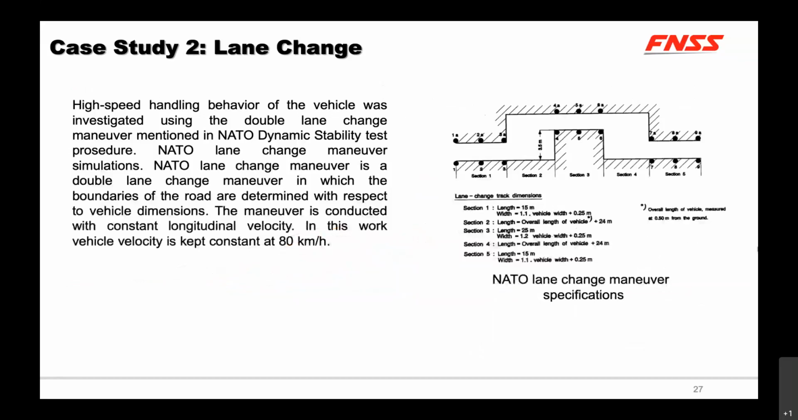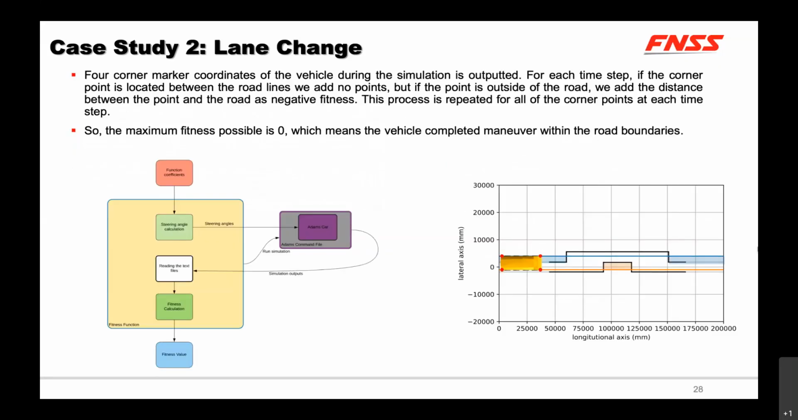In this study, we are trying to complete a NATO lane change maneuver where the dimensions of the road change with the dimensions of the vehicle. The vehicle speed in this case is kept constant at 80 kilometers per hour. And in this case study, we are using 4 markers for each corner of the vehicle, and we are tracking these markers throughout the simulation.